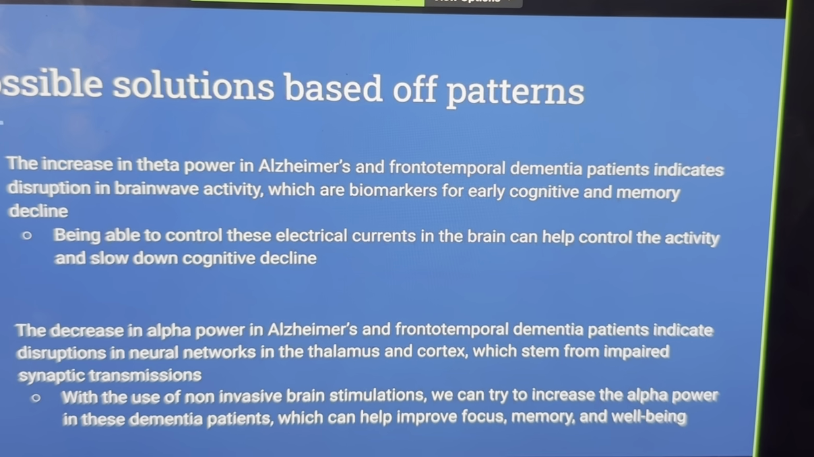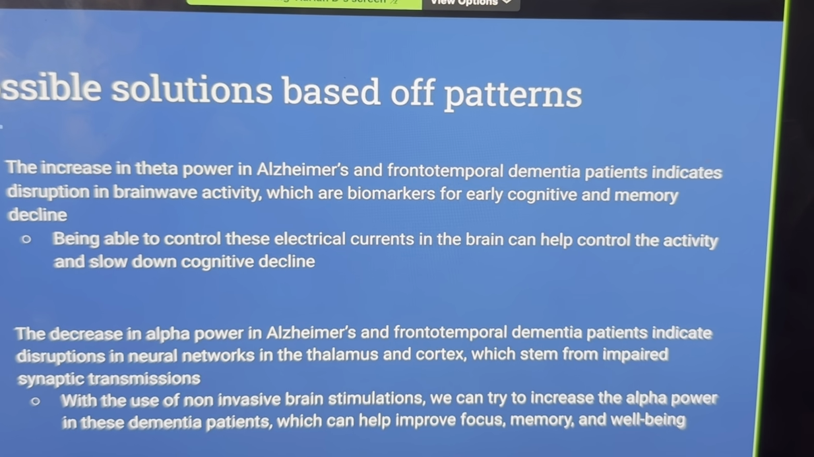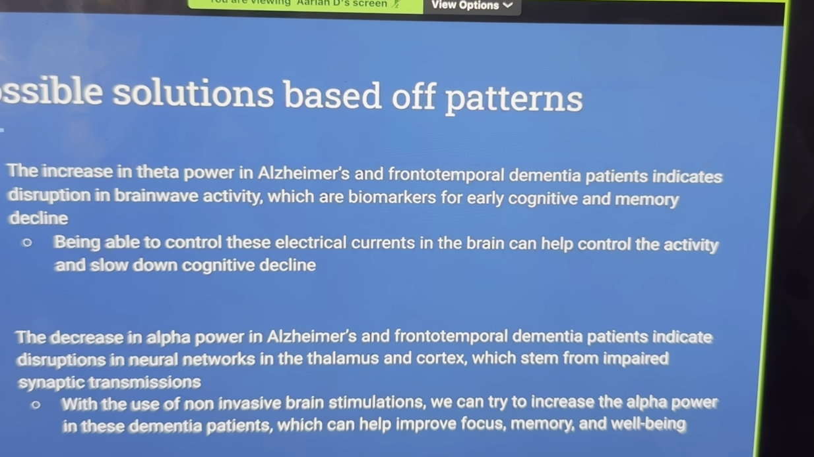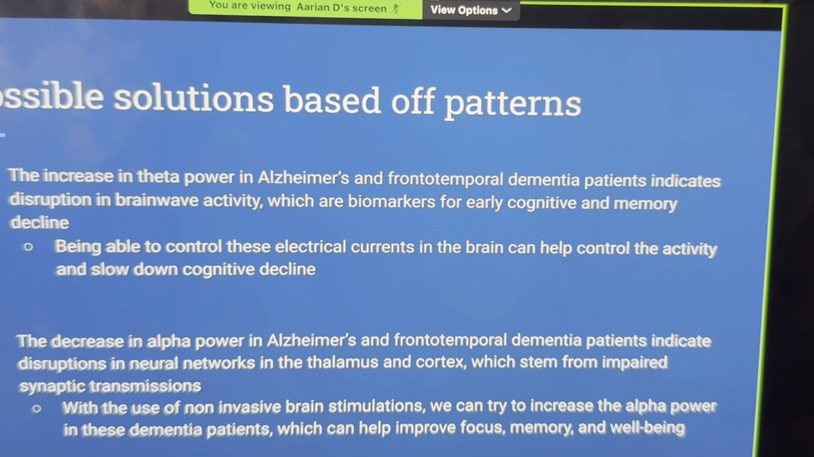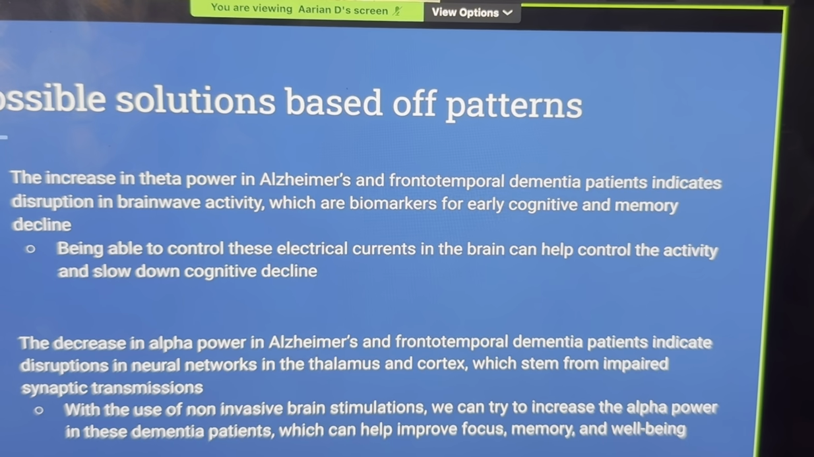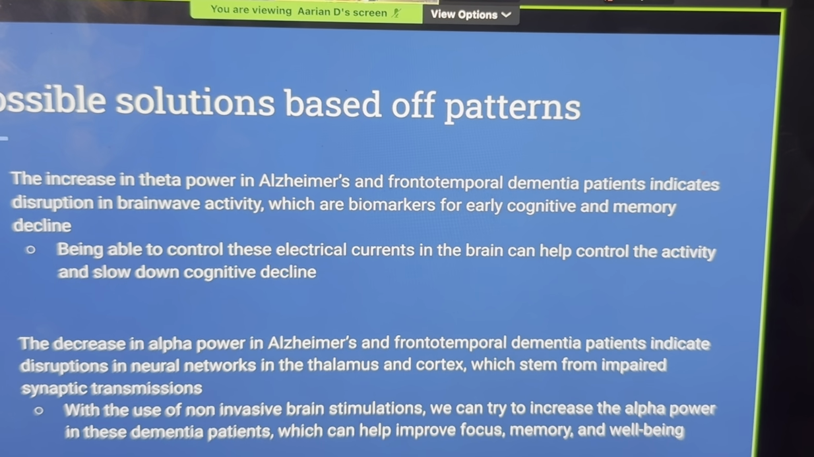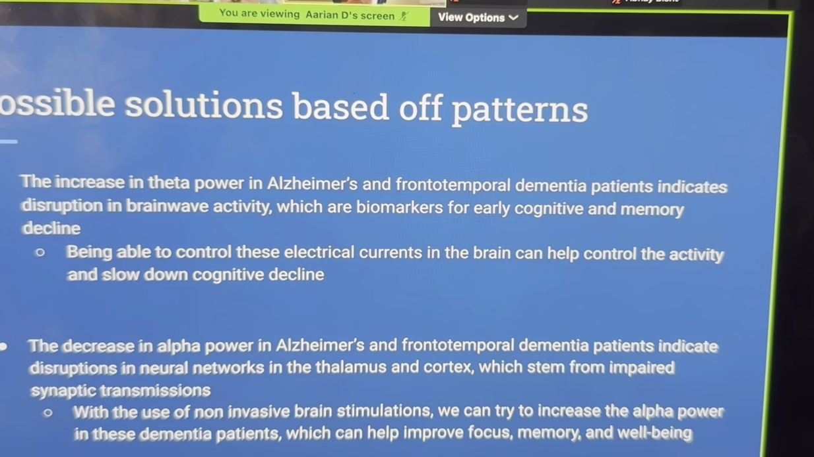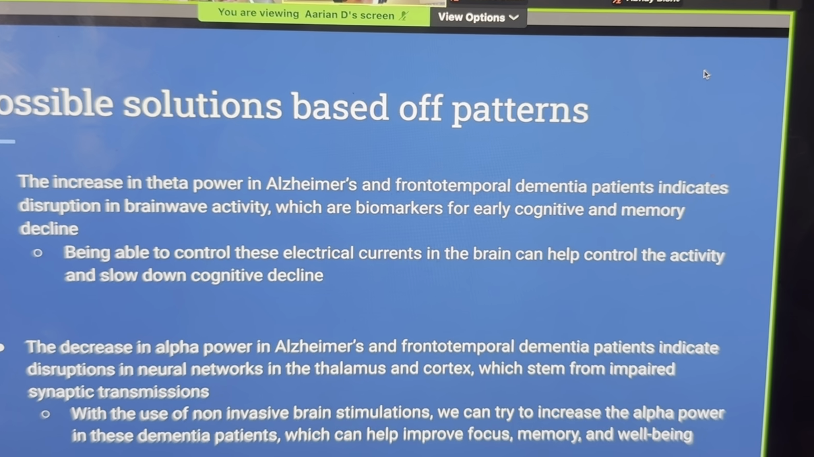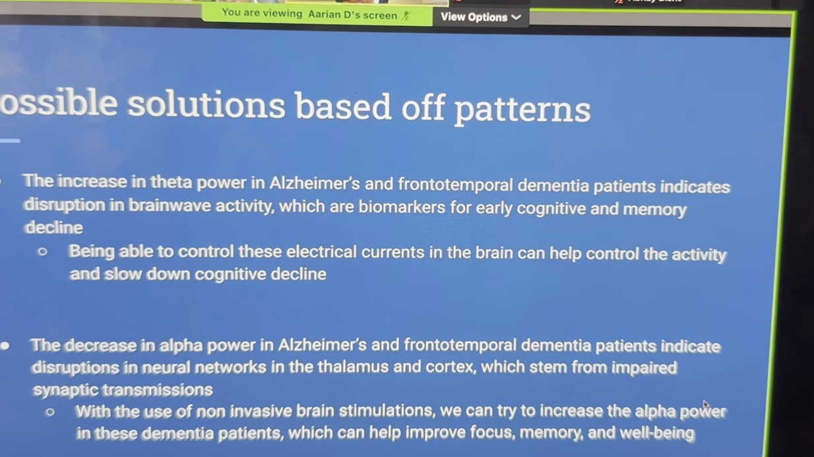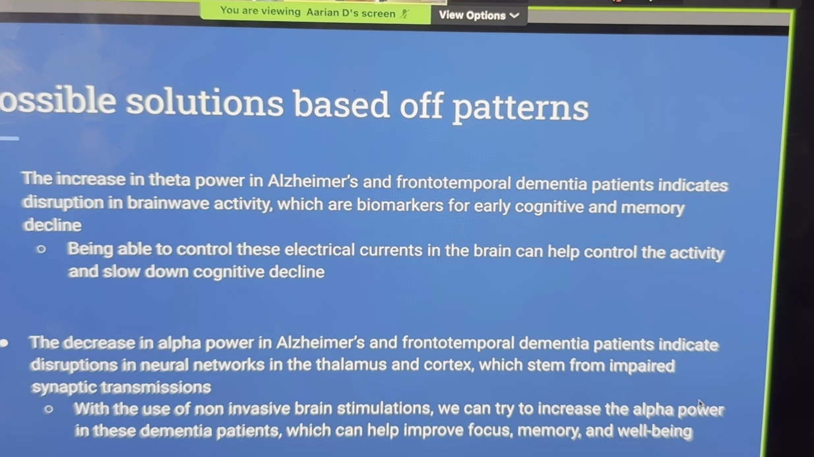So based on what we've found in total, we can maybe work on possible solutions in the future. Based on the data comparison graphs, the increase in data power in the Alzheimer's and frontotemporal patients can indicate disruptions in the brainwave activity, which could be biomarkers for early cognitive and memory decline. So a possible thing that doctors could work on is being able to control these electrical currents in the brain and help control the activity to slow down this cognitive decline.